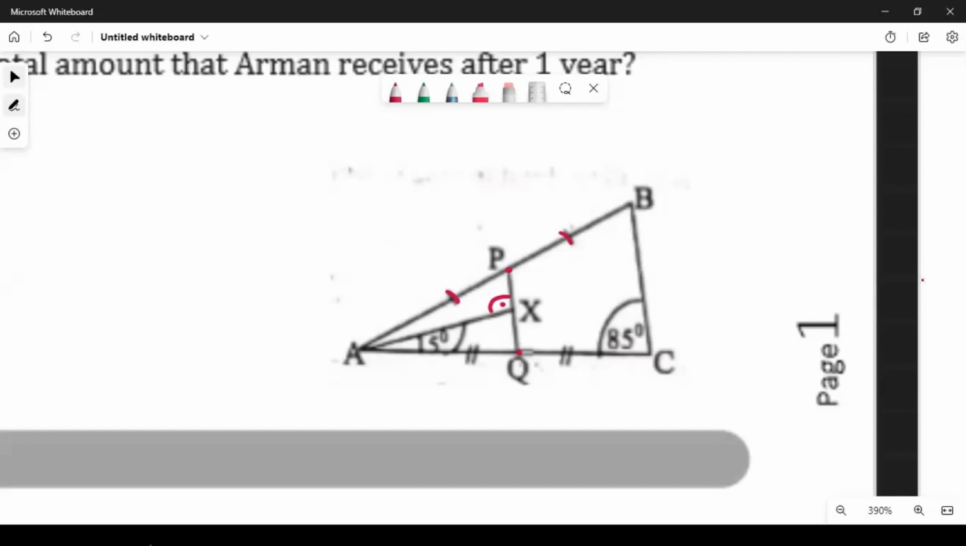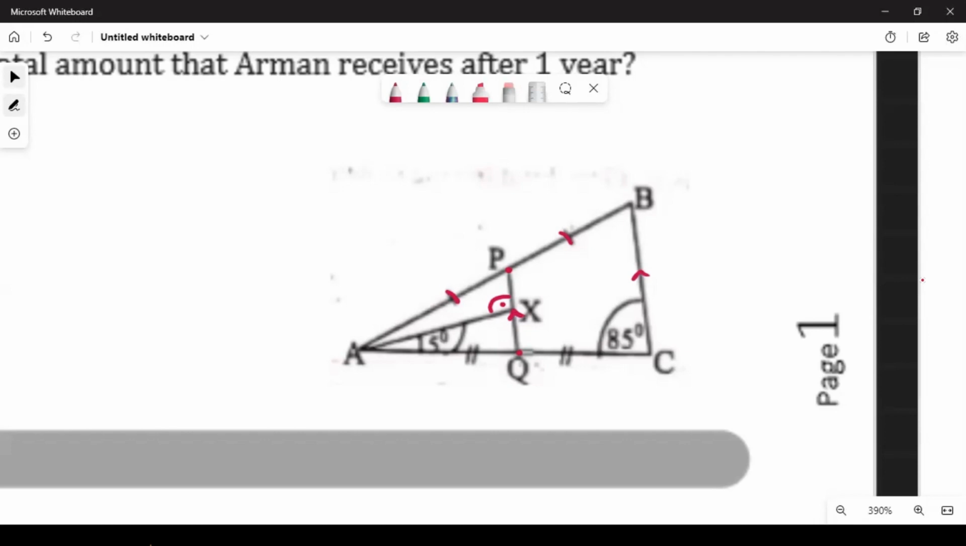Similarly, Q must be the midpoint of AC, which means in this big triangle ABC, the midpoints P and Q are joined. So this straight line segment PQ, according to the midpoint theorem, must be parallel to the third side BC. What is the midpoint theorem? The straight line joining the midpoints of two sides of a triangle. Listen carefully. What is the midpoint theorem?